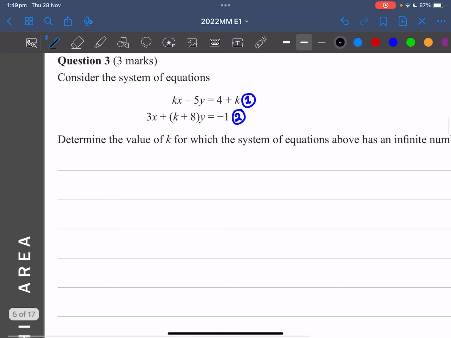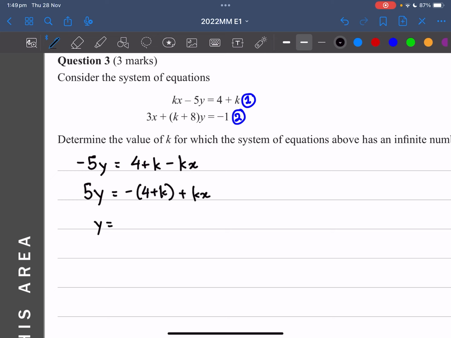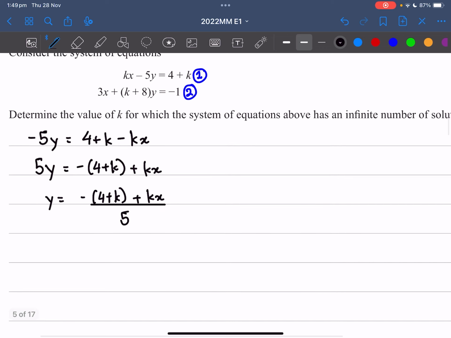So let's start with equation 1 here. Minus 5y equals 4 plus k, and then take away kx. So then we'll have y equals, actually I'll take one step at a time, minus 4 plus k plus kx. So y would finally be that, okay, plus kx all on 5. So that's for line number 1.